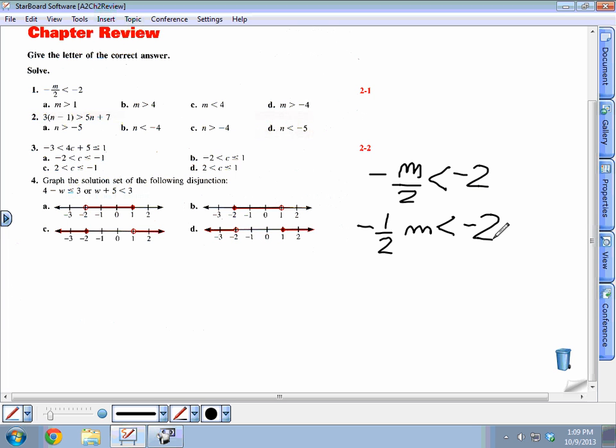Now, the next thing I'm going to do is say, well, gee, I can get rid of that minus 1/2 if I multiply it by a negative 2, right? That changes it to a positive 1, because the reciprocal of minus 1/2 is negative 2. So if I multiply both sides by negative 2, now I've gotten rid of it, and this side just becomes m. But because I multiplied by a negative, I have to flip my inequality sign, and negative 2 times negative 2 is 4. So m is greater than 4. And so that was letter B.